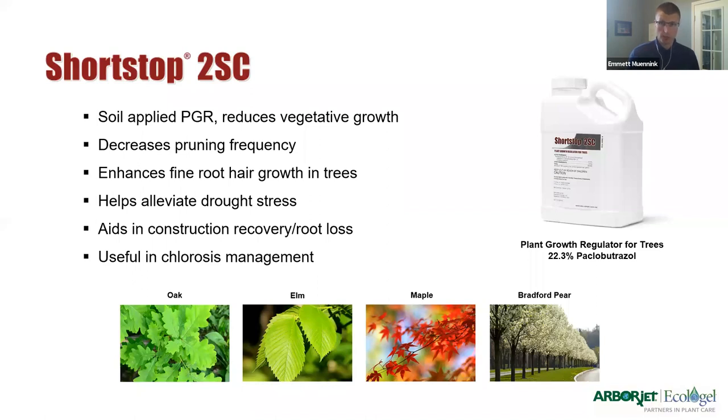This is a soil applied product. A lot of people think about Arborjet and they think about tree injection. We have been growing our product line and we're going to talk more about that towards the end of this presentation. But Shortstop is soil applied, as a basal drench. Lots of benefits to this product, lots and lots of uses. I feel like growth regulators are probably one of the most underutilized products in an arborist's tool belt.